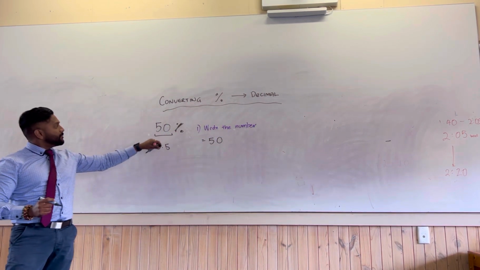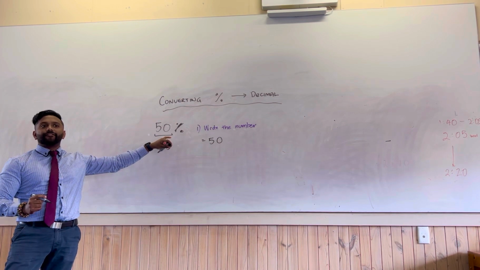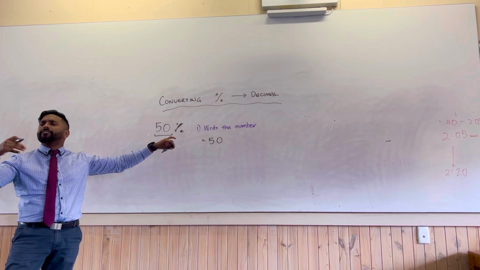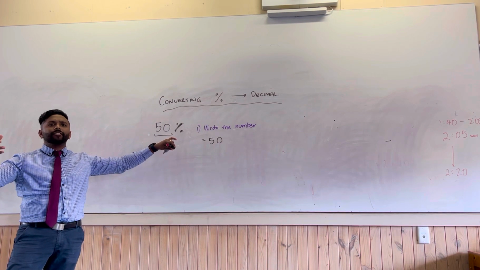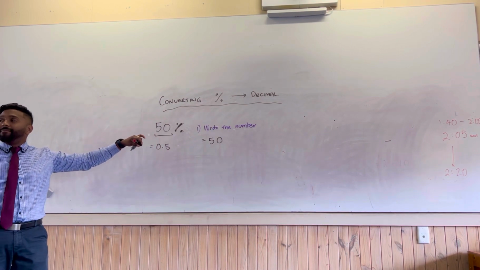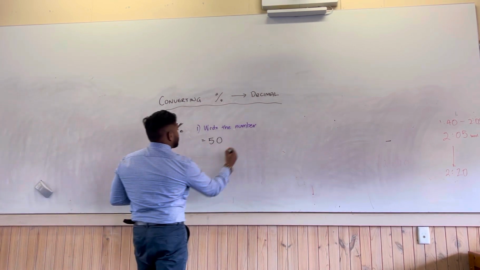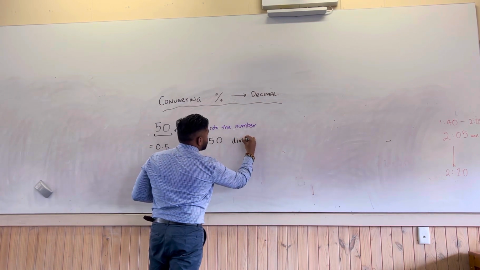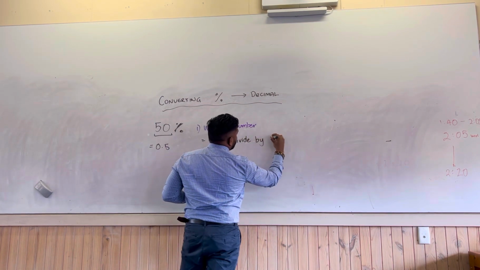Now, what do we say 50% is as a fraction? 50 over 100. What does that over mean as an operation? Divide. When I say 50 over 100, it means 50 divided by 100. Okay? 50 divided by 100.